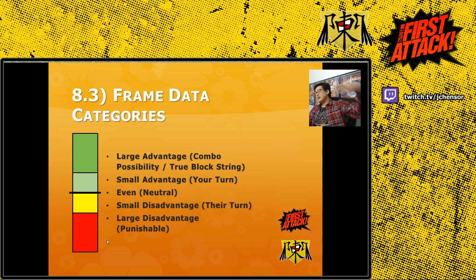Now, I've talked about these categories, and I've avoided using any numbers because I just want you to understand what the five different categories are: large advantage, small advantage, which means your turn, neutral, small disadvantage, which of course means their turn, and large disadvantage. What's interesting, and you'll find out about this, is that the even situation, the neutral, 0 on hit, 0 on block, is actually going to be very, very rare. And this is completely intentional.